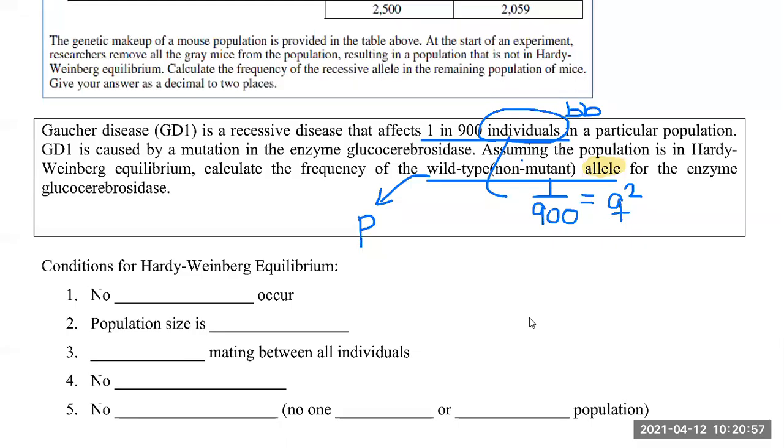So if you work this out, Q squared is equal to 1 over 900. So if I do 1 over 900, I get 1.111111 times 10 to the negative 3. I'm going to go ahead and take the square root of that, and I get 0.033. And again, I'm just going to round to the hundredths. So now to get P, it's going to be 1 minus 0.033, and I get 0.967.